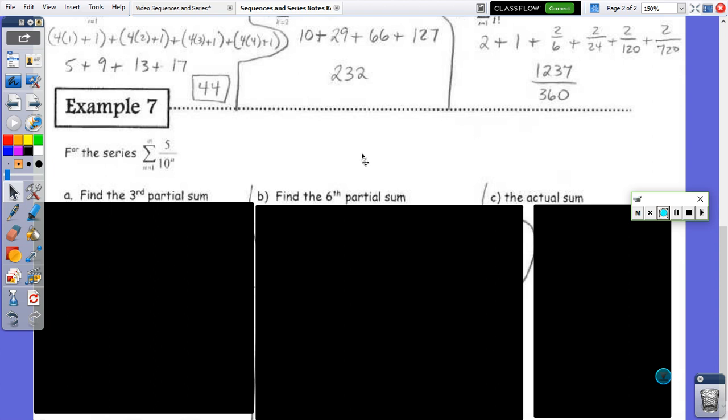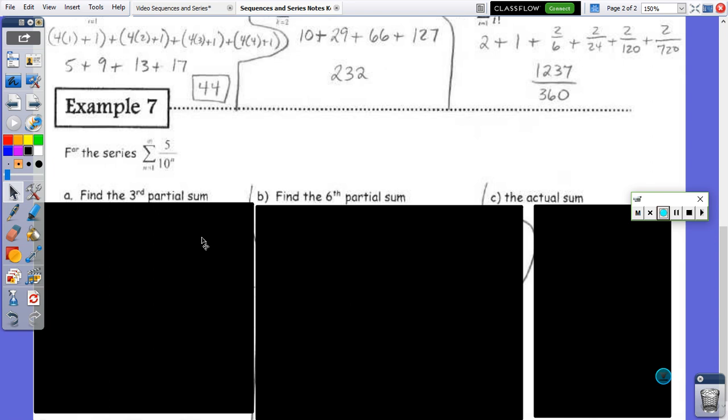Alright, final problems. So we have a sigma, a summation again, 5 over 10 to the n, n equals 1 to infinity. So this is actually going on forever in essence. So what I've done here is I've broken it down into find the third partial sum, sixth partial sum, and then the actual sum, which we'll get to. So the third partial sum just basically means let's add, okay, in this series of numbers, let's add 3 terms.